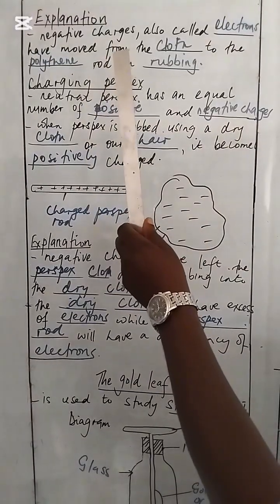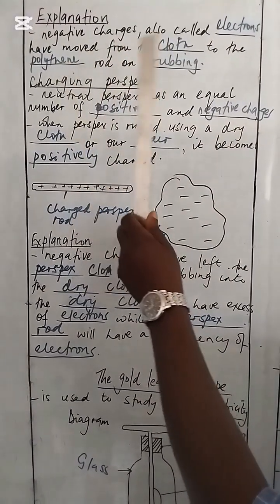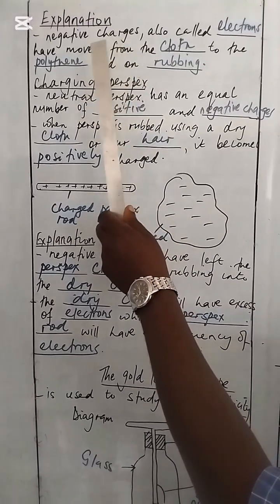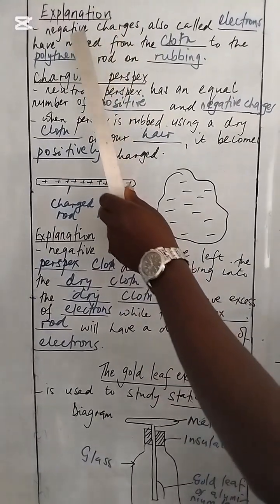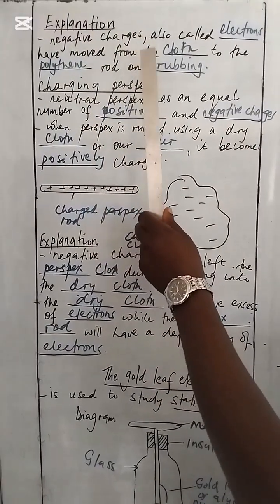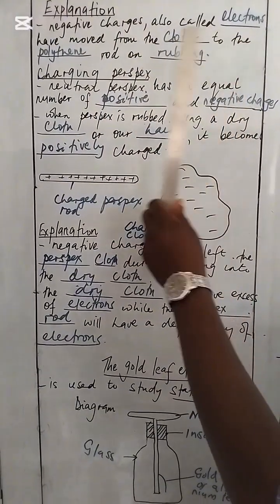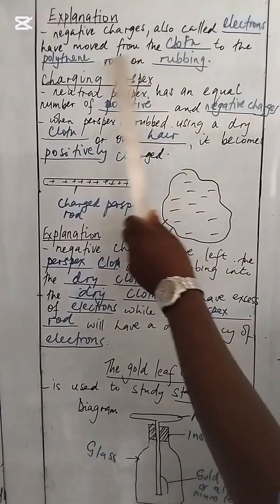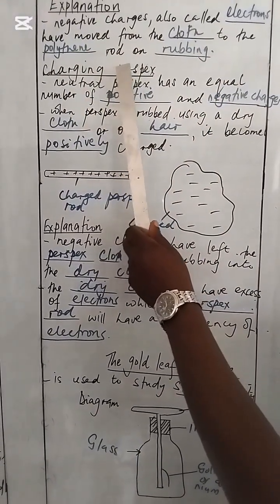We now want to explain what happens when polythene is rubbed with a cloth or our hair. Negative charges, which are also called electrons, move from the cloth to the polythene rod when rubbing.